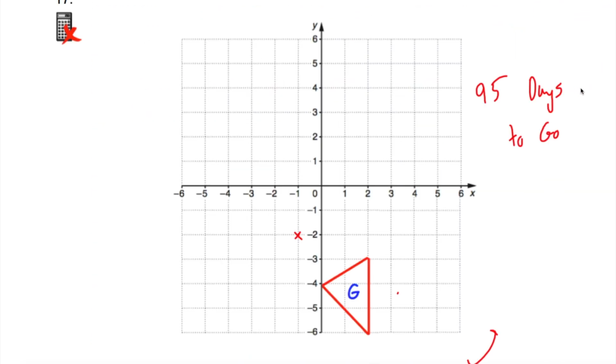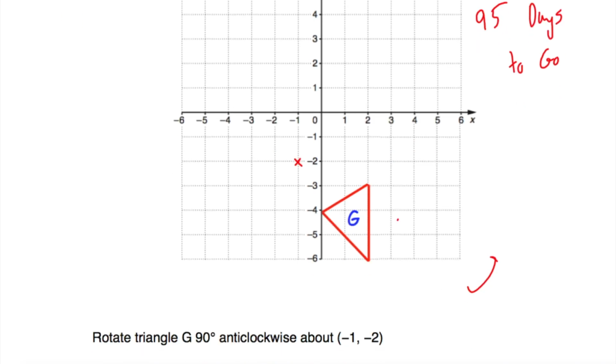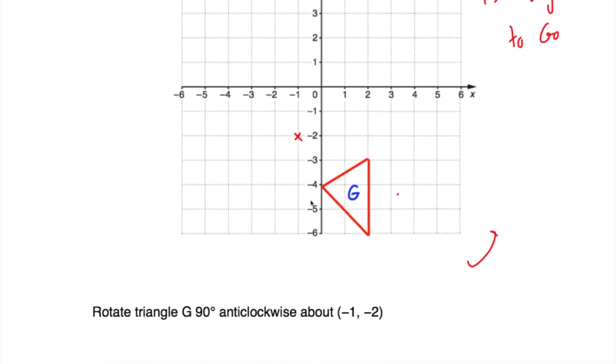Okay, let's have a look at question number 19. We've got this triangle, G, and we've been asked to rotate G 90 degrees anti-clockwise about the point -1, -2. So I've plotted the point -1, -2. Then what we should do is get some tracing paper and put it over the top of G like so, and mark on where the center of rotation is. As you can see, I've marked on where the center of rotation, -1, -2, is, and we've drawn on top of G like so.